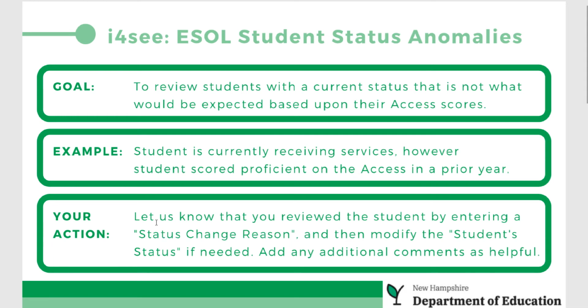So that's your action. Your action is going to be reviewing each one of the students where we believe that there's an anomaly between their status and their prior access score results. What you'll need to do is just update a reason telling us why this might be the case or that it should be the case. Or if the status is wrong, you'll have the ability to update the student status and provide additional comments as well.